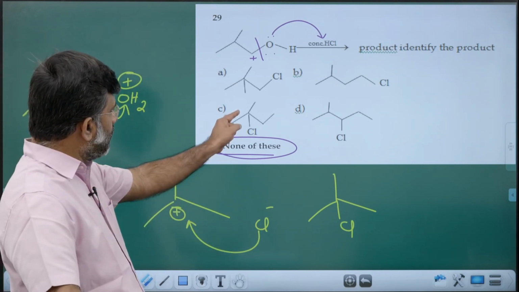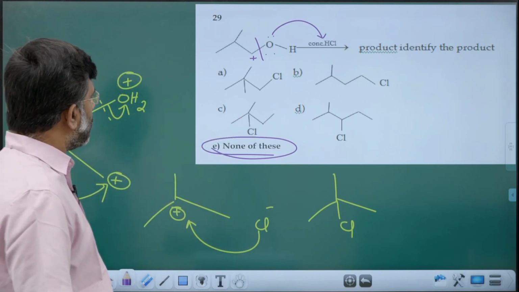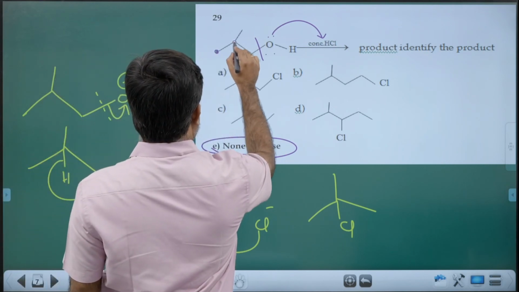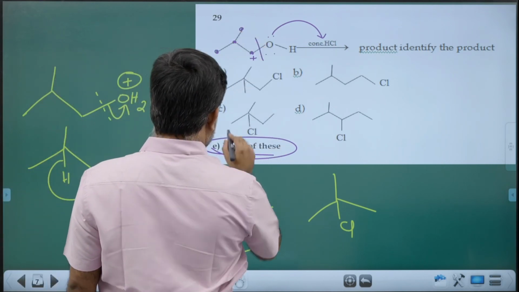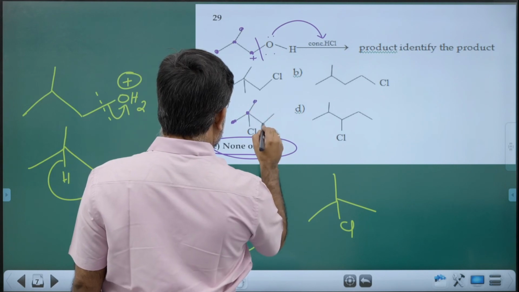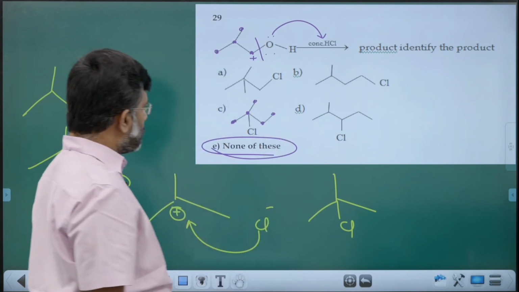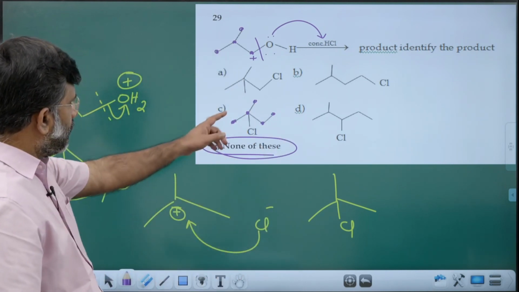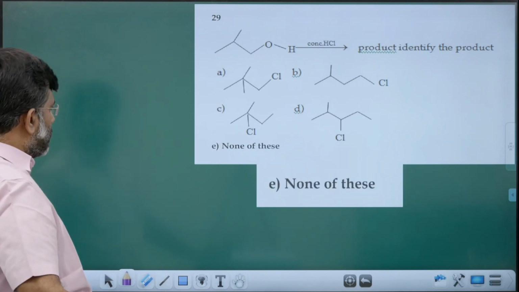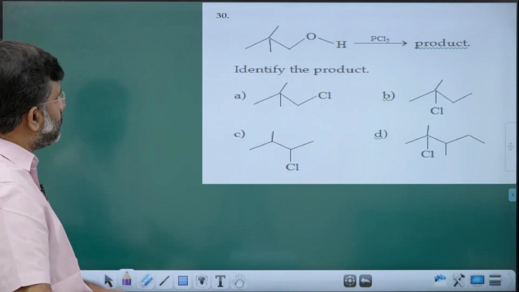See, this can be the answer, but the number of carbon atoms is greater. Here the number of carbon atoms is 1, 2, 3, 4. Here it is 1, 2, 3, 4, 5. That's wrong. None is the answer.